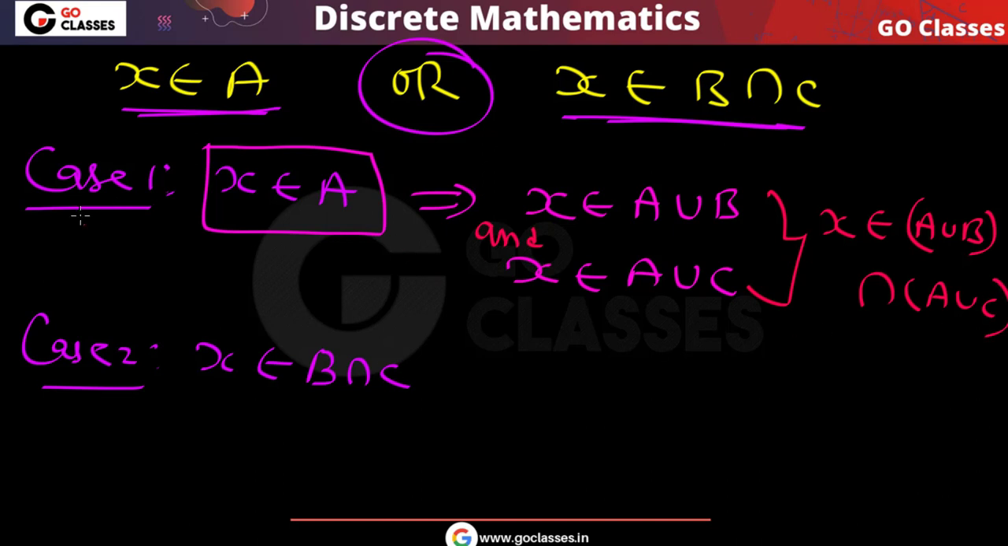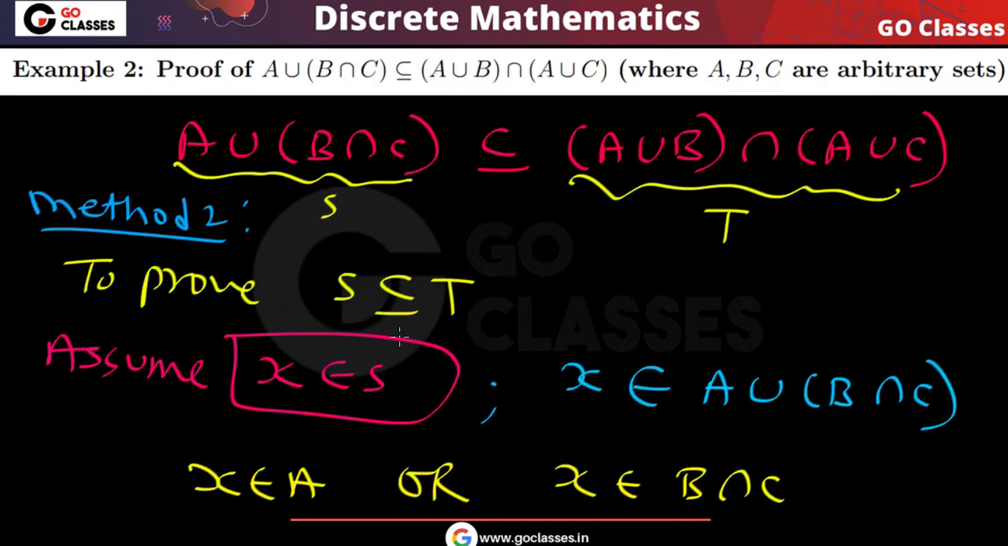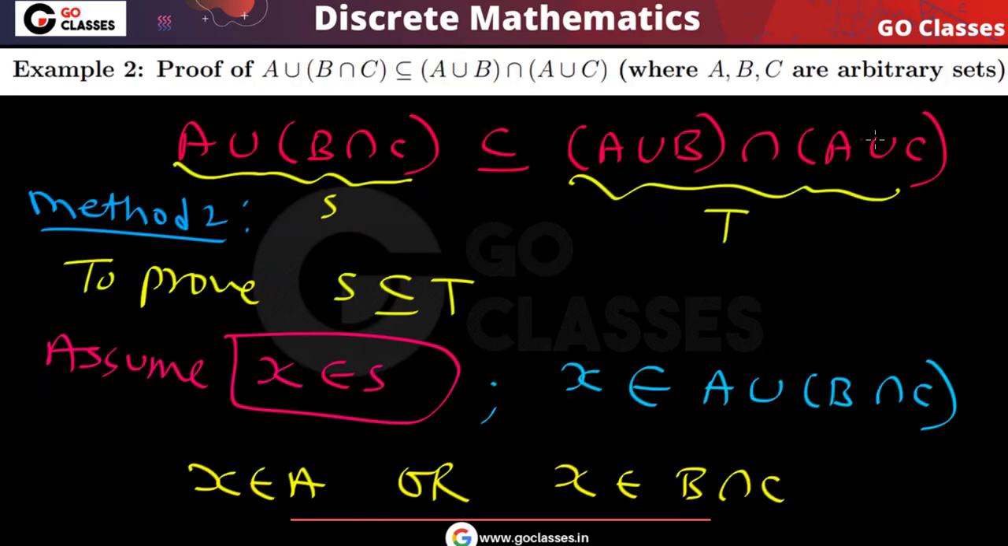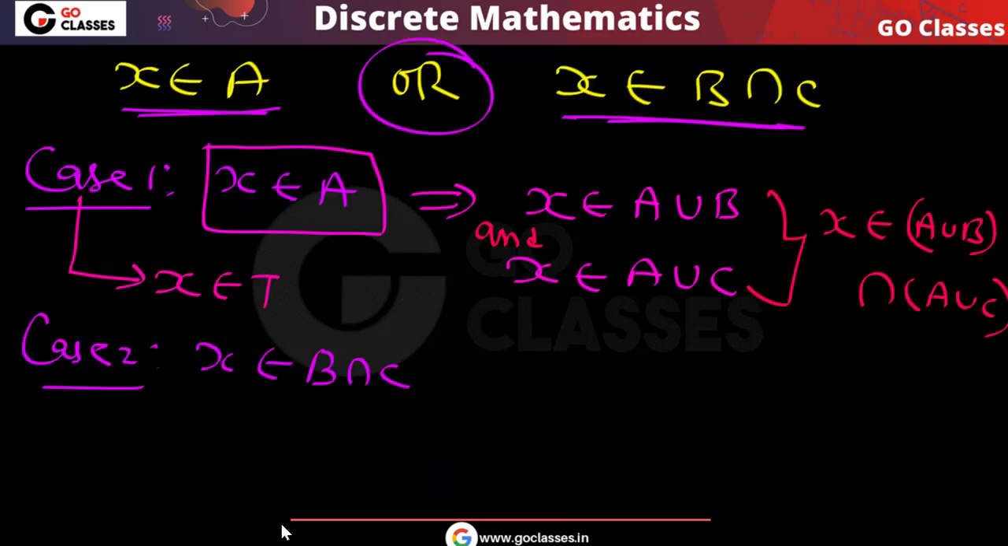Okay, so basically in this case 1, what we have proven is that x belongs to T. Remember, we assumed that x belongs to S. Now in this case 1 we have proven that x also belongs to T. So in case 1 I can definitely say that S is a subset of T. What will happen in case 2?